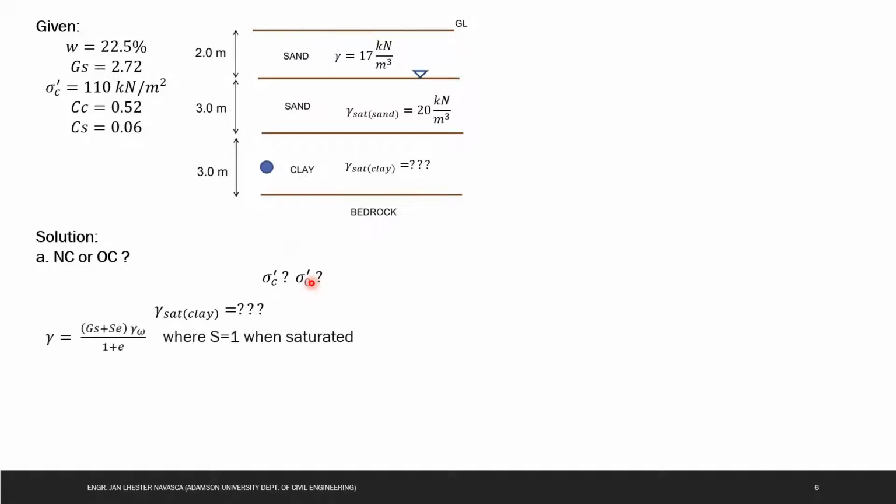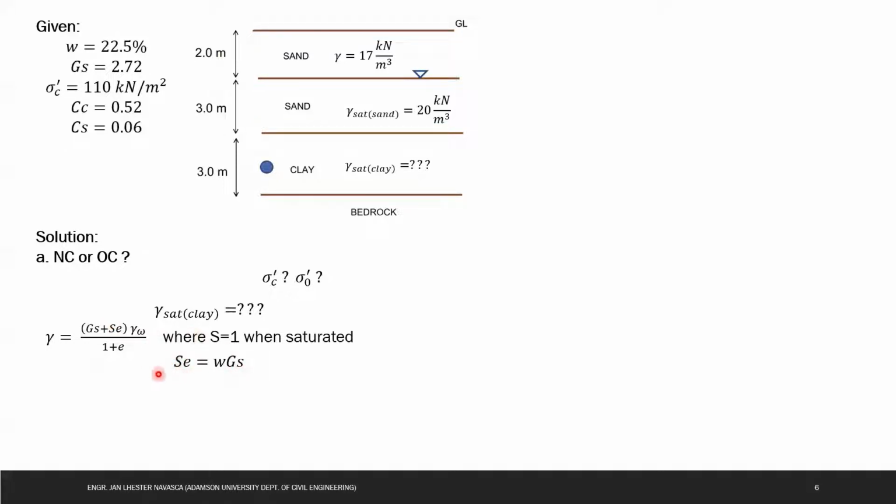You need to recall the formula for the unit weight of a soil. Okay, so given the specific gravity, the saturation, and the void ratio, where S equals 1 when saturated, and S equals 0 when the soil is dry. So use this formula.